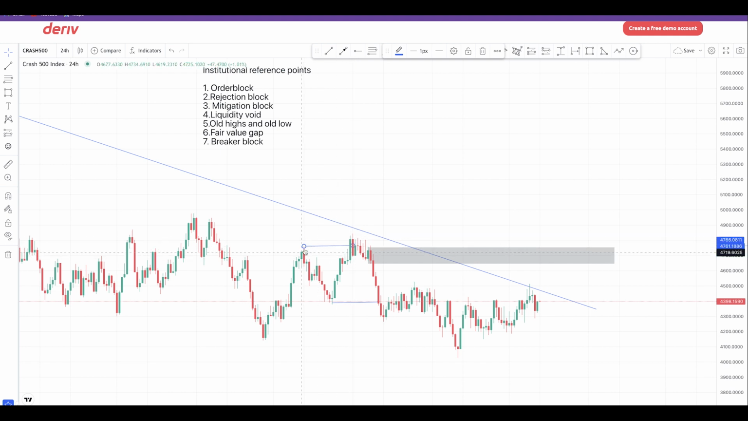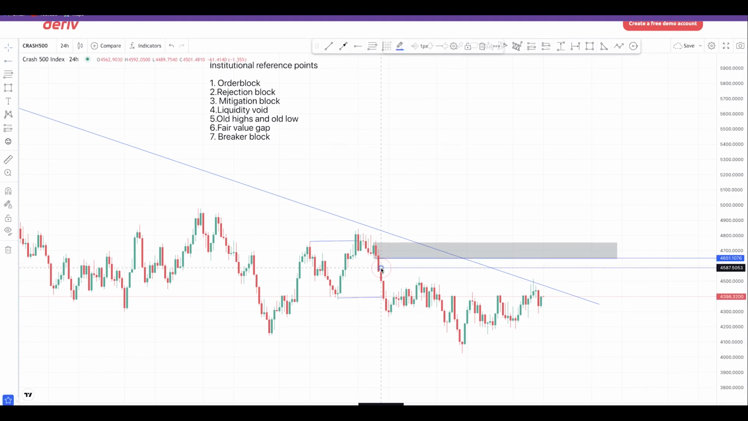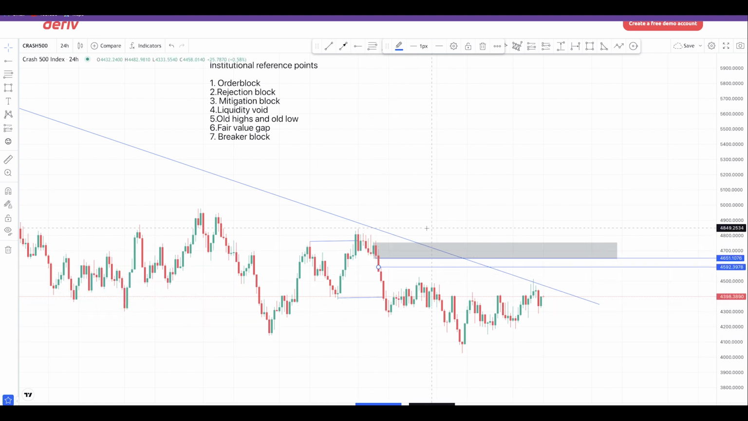We have this liquidity that was taken up here, and then we also have all these reference points. Then we also have an imbalance around this area. You can see this is an imbalance here, and we are waiting for price to come and balance that imbalance, so inefficiency from here to that side. So this is the reason why I have taken this side as my point of interest or AOI.